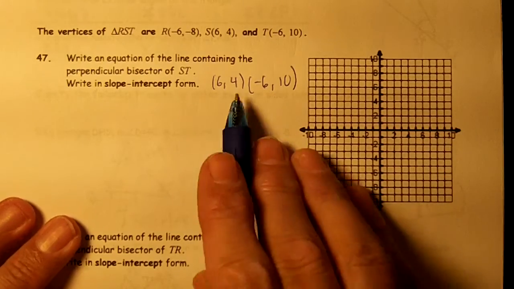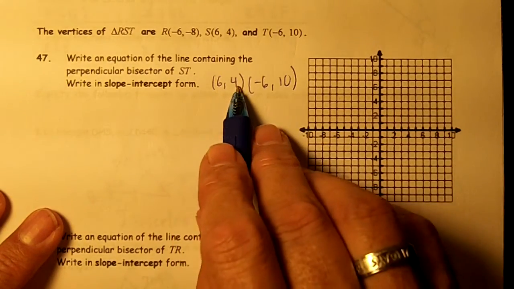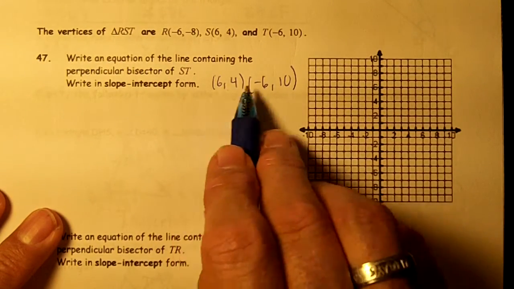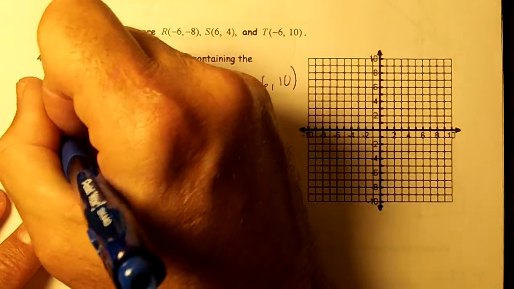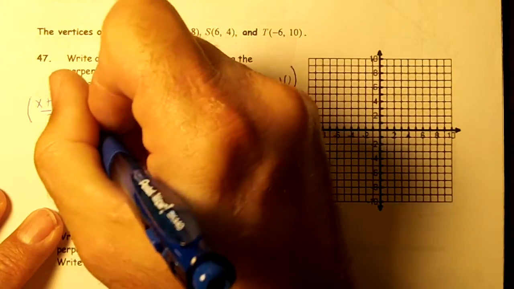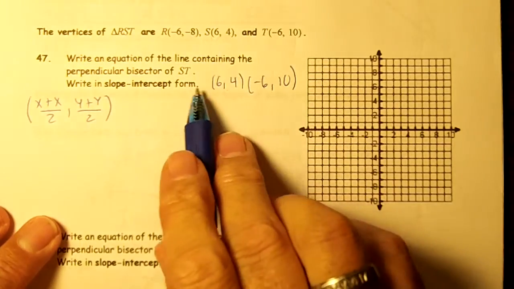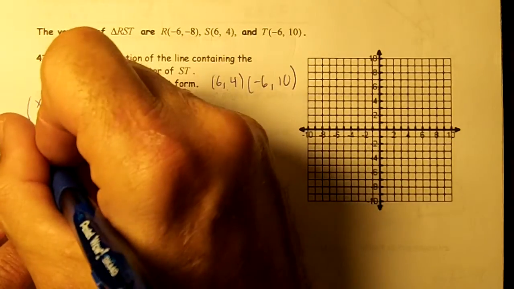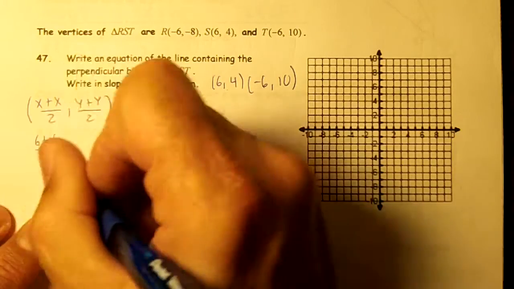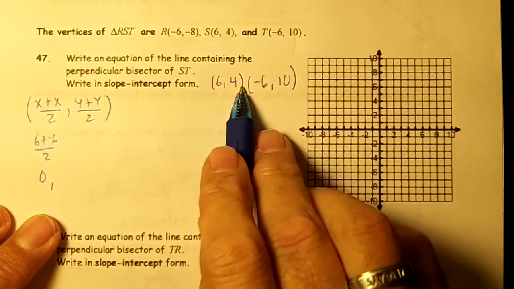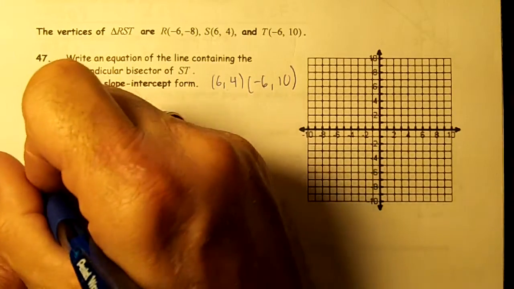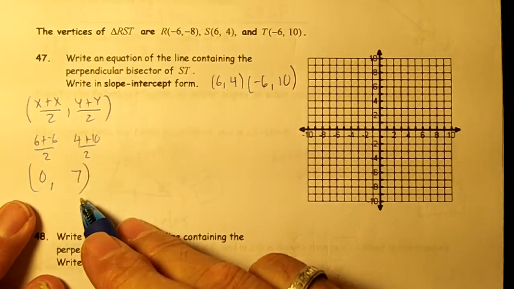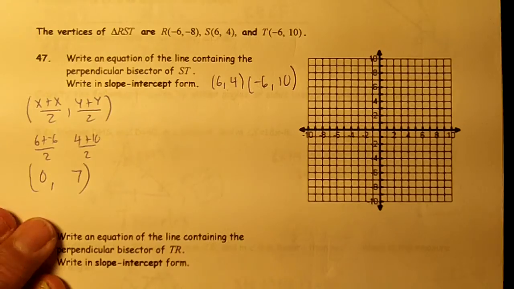Okay, so the first thing we got to do is find the midpoint. So the midpoint is going to be (x plus x) over 2, (y plus y) over 2, right? So we're going to add up our x's. 6 plus a negative 6 divided by 2 would be 0. Add up our y's. 4 plus 10 divided by 2 would be 7, wouldn't it? So (0, 7) would be our midpoint, right?